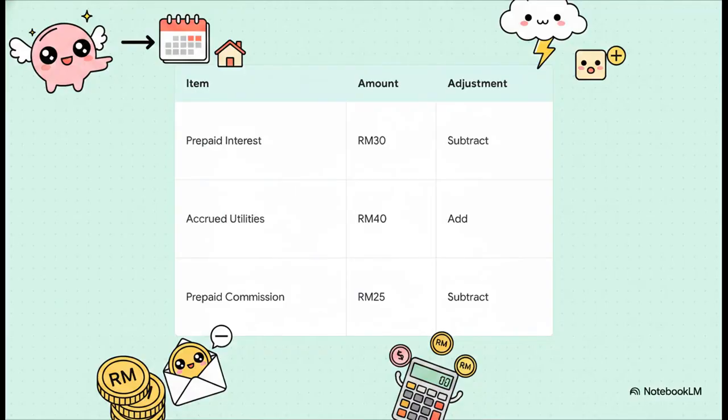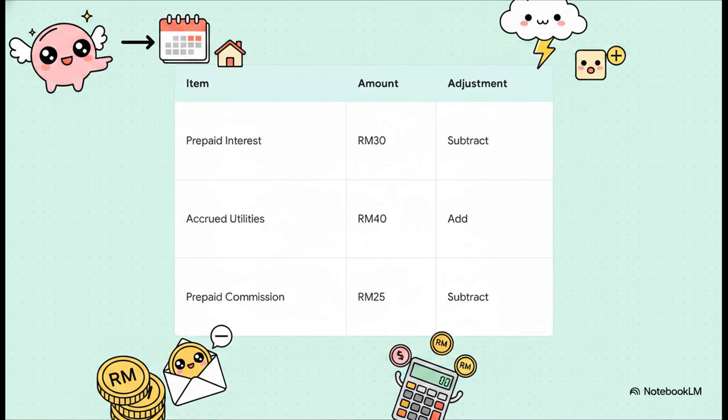Finally, we have to adjust for timing, and honestly, this is the absolute heart of accrual accounting. We've got prepaid interest received of RM30 and prepaid commission received of RM25. Now, because these prepayments technically belong to next year's services, we have to subtract them from this year's revenues, otherwise we're totally overstating our current income.